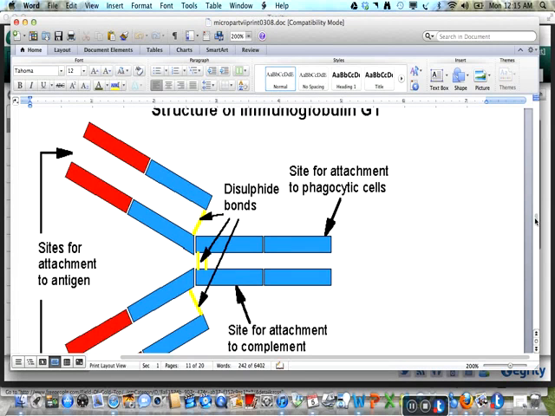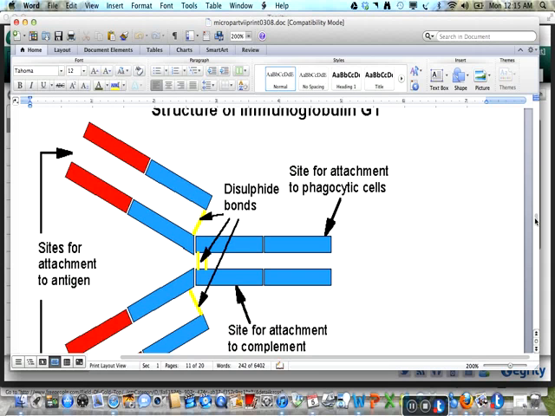And here we've got an illustration of an immunoglobulin. And you can see that we've got the different regions in here for attachment. Antibodies are composed of 4 peptide chains. The heavy chains are the 2 identical longer chains with the heavier molecular weight. The light chains are the 2 identical shorter chains with a lighter molecular weight.